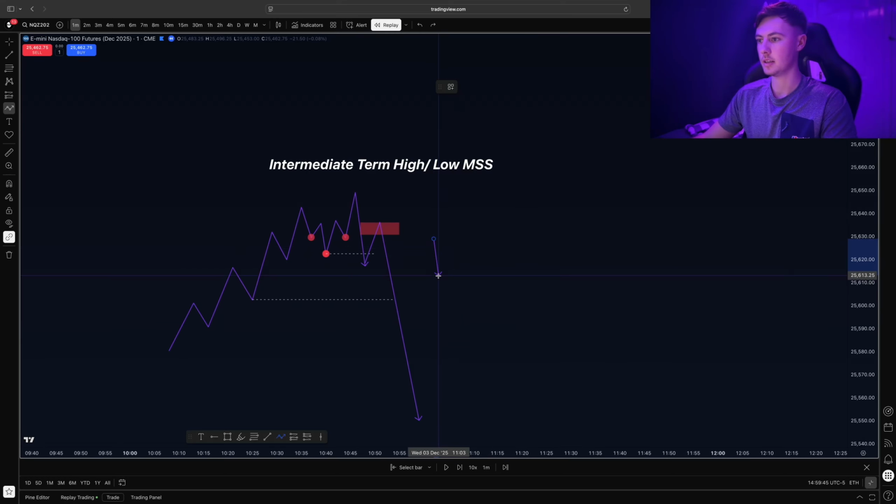Okay, now here is a bullish example. So price is trending lower, bearish trend, takes out London lows again, just for example, and then you've got your intermediate term high, gets broken to the upside.